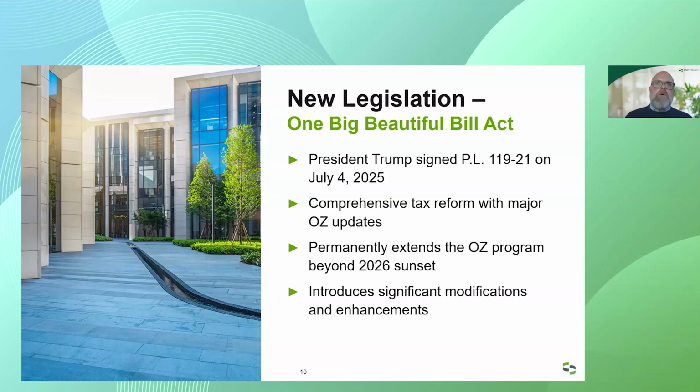Version 1.0, the way it was enacted under the Tax Cuts and Jobs Act, would eventually time out. The temporary deferral period had to end by December 31st, 2026. Qualifying gain had to be incurred prior to December 31st, 2026 in order to be eligible for investment. So ultimately, as enacted, version 1.0 was going to time out and sunset. But what the One Big Beautiful Bill Act did was make that a perpetual extension of the program beyond that 2026 sunset, and it has some additional modifications and enhancements to the incentives that we'll talk about today.